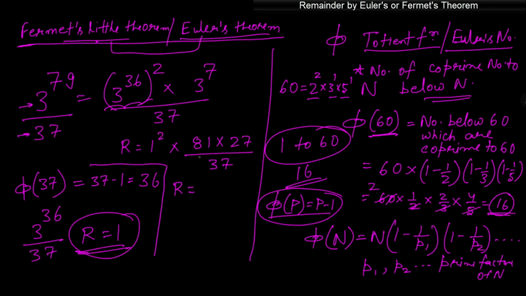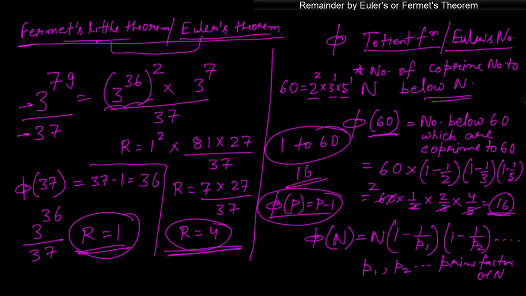So the required remainder: 81 divided by 37. 37 2s are 74, so the remainder is 7, into 27. Multiply carefully; we still need to divide. 27 into 7 is 189. Divide by 37: 5 times 37 is 185. So the answer would be 4. Just check it carefully. This is the idea of this situation.